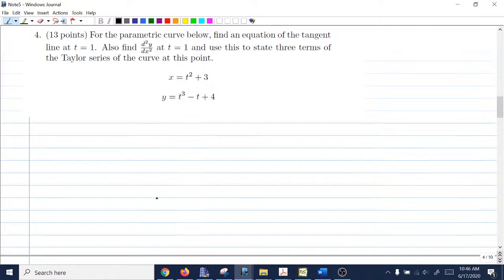Here's a parametric curve. Let's find an equation of the tangent line at t equals 1. I'm going to want x of 1, which is 1 squared plus 3, is 4. I'm going to want y of 1, which is 1 minus 1 plus 4, is also 4. That's bad. Don't write exams where you get the same number twice.